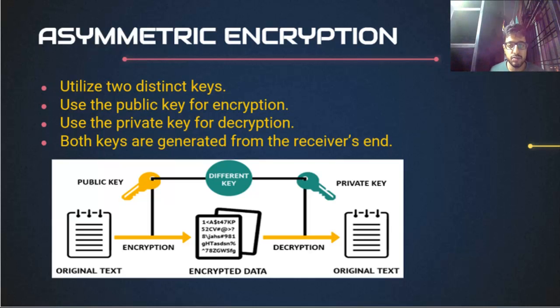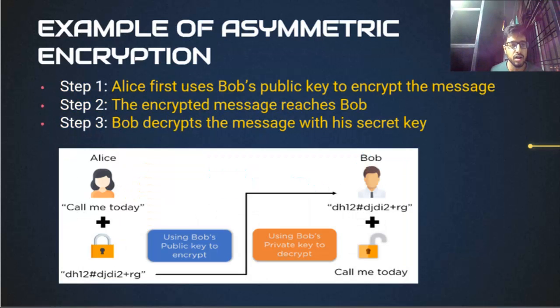Using separate keys for encryption and decryption has helped eliminate key exchange. As we can see in the figure, sender encrypts the data using public key of the receiver. The encrypted data reaches the receiver and he uses his private key to decrypt the data. This is an example of asymmetric encryption.